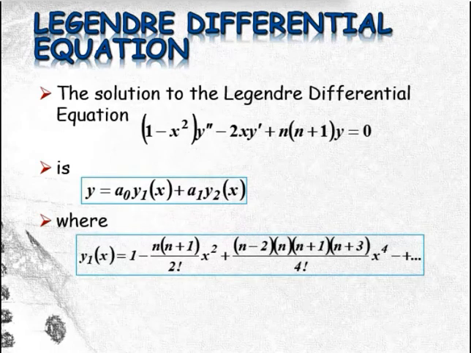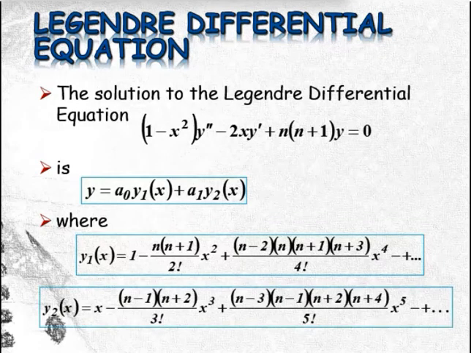So y sub 1 of x is an even power series which is equivalent to 1 minus n times (n plus 1) over 2 factorial x squared plus (n minus 2) times n times (n plus 1) times (n plus 3) over 4 factorial x to the fourth and so on. While y sub 2 is an odd power series given by x minus (n minus 1) times (n plus 2) over 3 factorial x cubed plus (n minus 3) times (n minus 1) times (n plus 2) times (n plus 4) over 5 factorial times x to the fifth and so on.